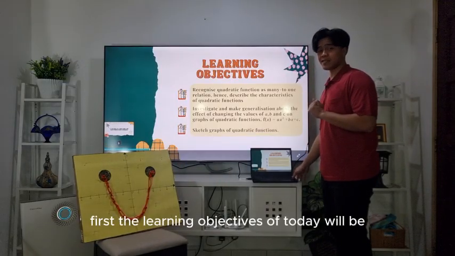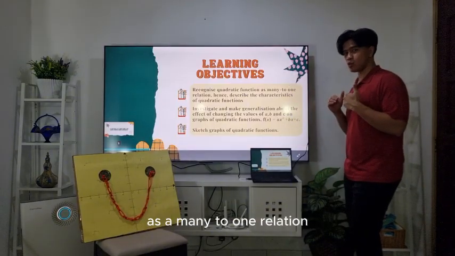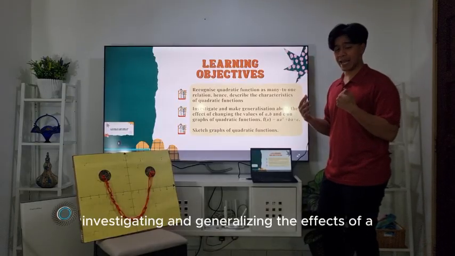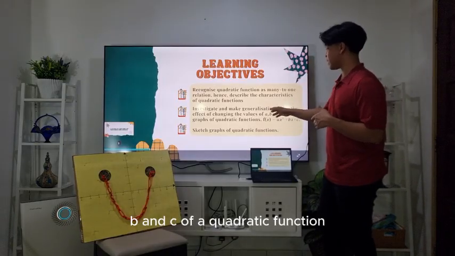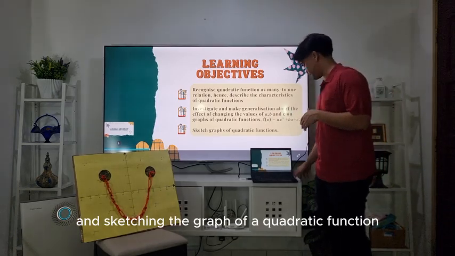First, the learning objectives of today will be recognizing quadratic function as a many-to-one relation, investigating and generalizing the effects of A, B, and C of a quadratic function, and sketching the graph of a quadratic function.